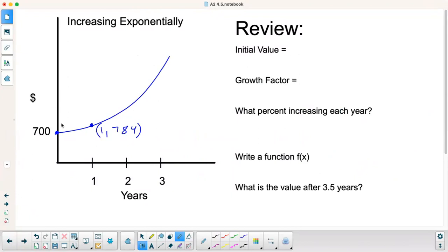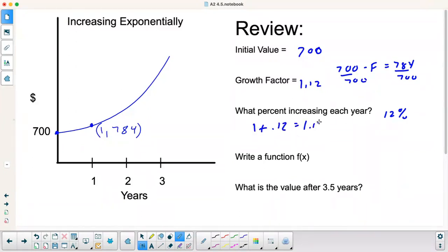If I give you a graph that looks like this, your initial value would obviously be on the y-axis. It'd be 700. Your growth factor, well, we'd have to think here, 700 times what? I'll use F for factor. By what factor gets me to 784? So we'd have to divide 784 divided by 700, which is 1.12. So that's your factor. That's what you multiply by every year. So how much is it increasing? It's increasing by 12% because it'd be 1 plus 0.12 to get the 1.12.